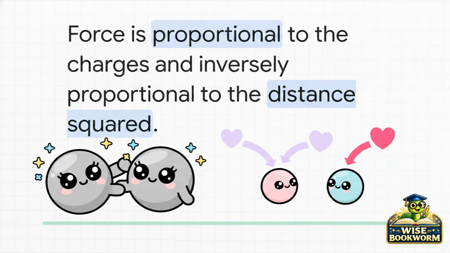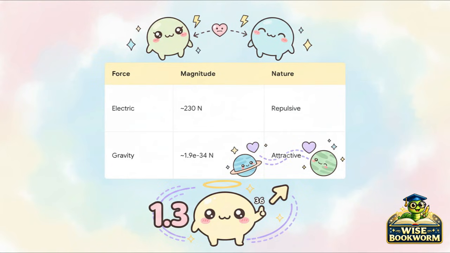A real game changer. Now, to really give you a sense of scale, let's compare the electric force to a force we are all very, very familiar with: gravity. If you take two protons inside a nucleus separated by an unimaginably tiny distance, the electric force of repulsion is about 230 newtons. But the gravitational force of attraction between their masses at that exact same distance, it's 1.9 times 10 to the negative 34 newtons. So the absolutely crucial takeaway here is this: the electric force is 1.3 times 10 to the 36 times stronger than the gravitational force. I mean, it's a number so large it practically defies human comprehension. Electric forces are just enormously, unbelievably stronger than gravity.